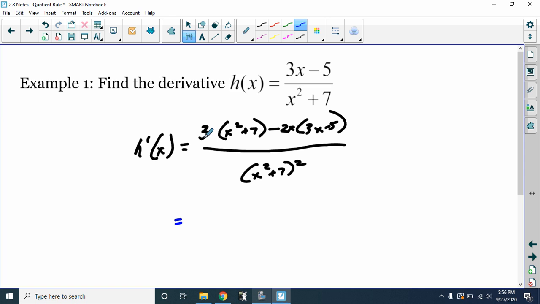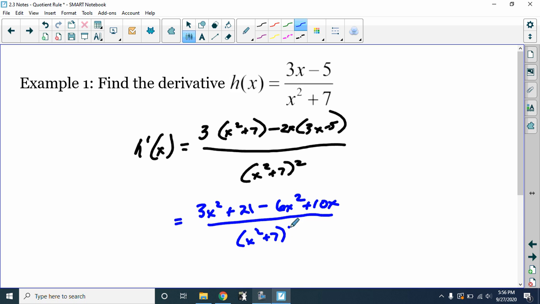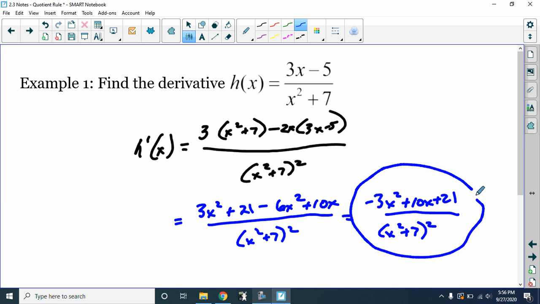And then we just need to simplify, and we're just going to simplify the numerator here. So 3x squared plus 21 minus 6x squared plus 10x. And combine like terms. Negative 3x squared plus 10x plus 21 over x squared plus 7, all squared. And that should be our derivative.